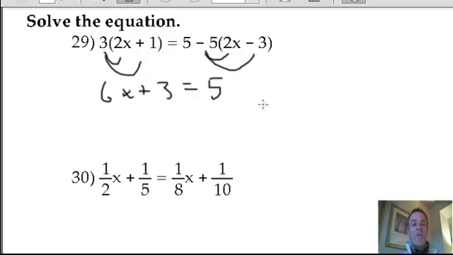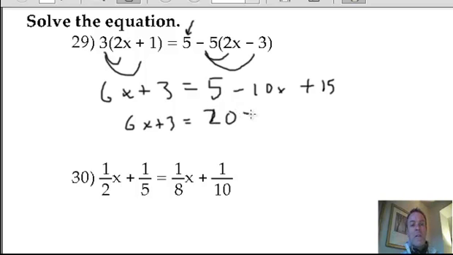Order means multiply first. It's a negative 5 times 2x, which is negative 10x. It's a negative times a negative 3, which is 15. Okay, that's what that is. Again, forget about this 5 here for now. You're doing a distributive law with a negative 5. 6x plus 3 I'll leave alone. Combining stuff on the right, 5 and 15 is 20. That's still negative 10x. Is that right?